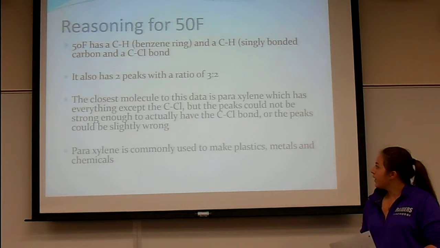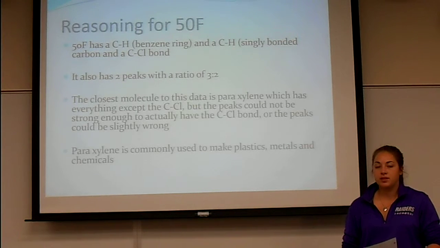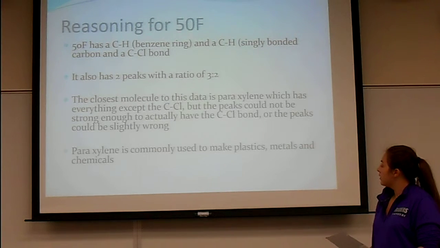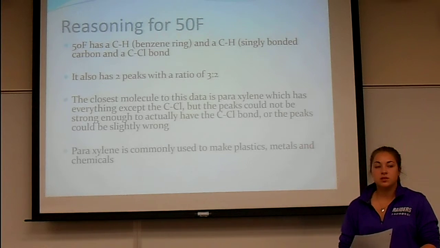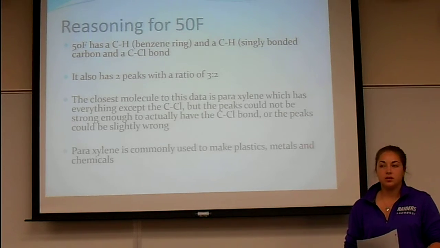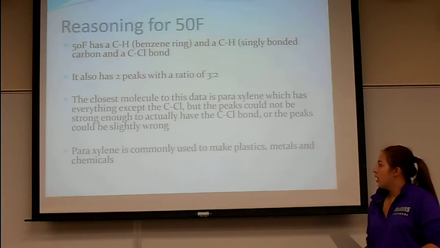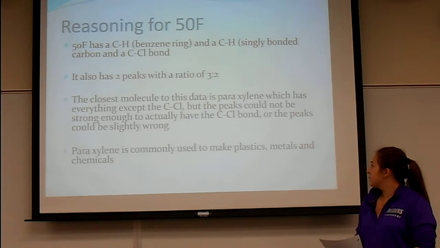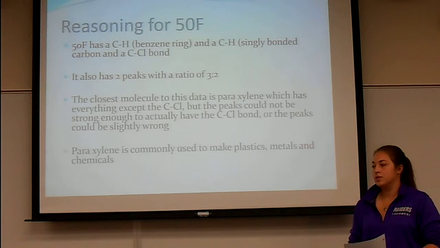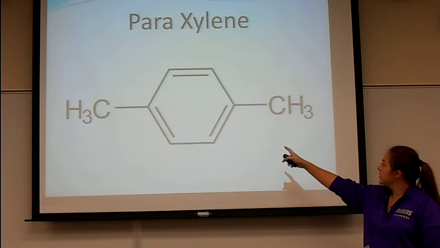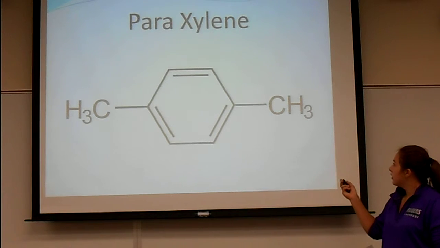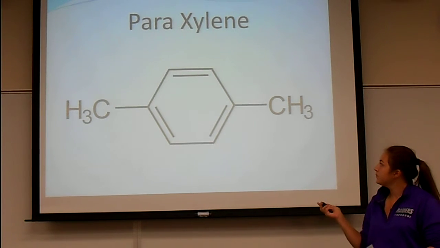From this we found that it was paraxylene, although it wasn't exactly with the data because it had a peak that was not listed, but it was the one that was closest, and the spectra can sometimes make errors. Paraxylene I found is commonly used to make plastics, metals, and chemicals. It has many different uses. Here's an example. This is the benzene ring, and the carbons bonded to the hydrogen singly.